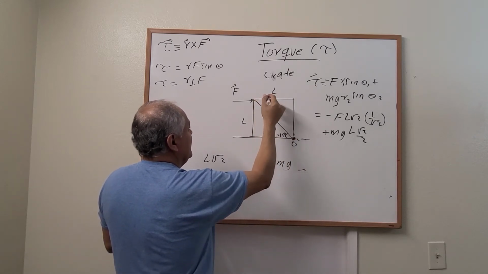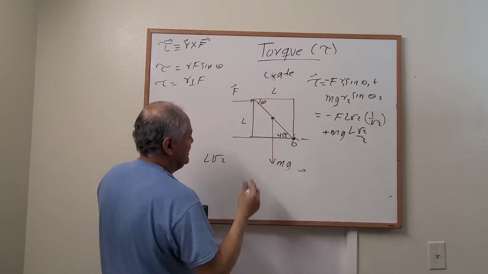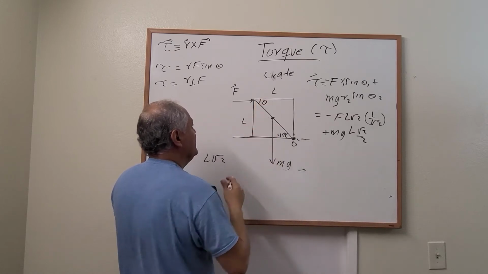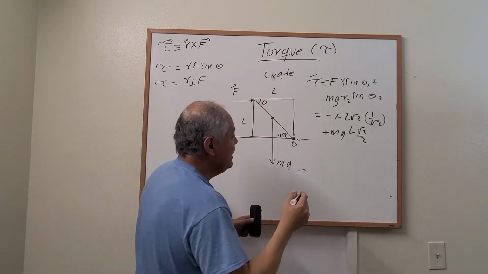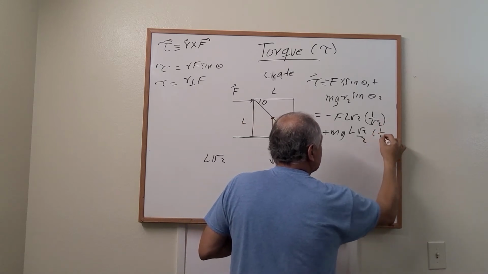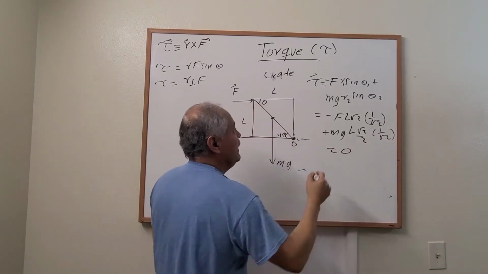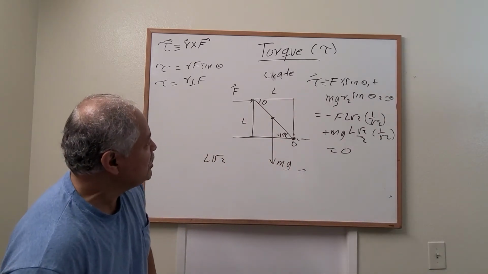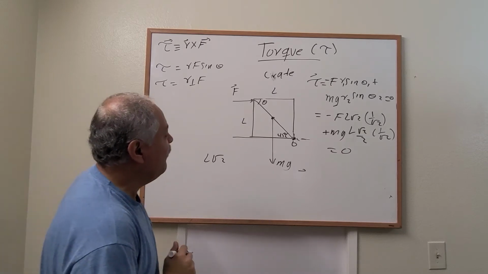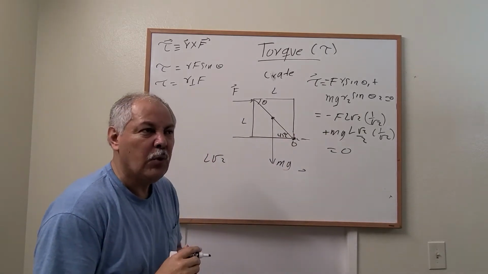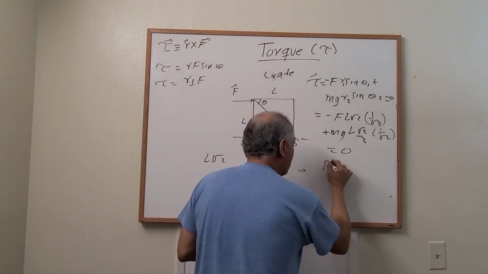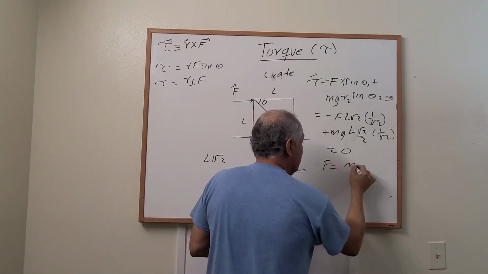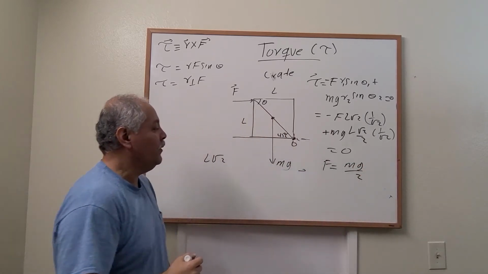One more time, this is the angle theta. It's the same angle, theta and theta right here. The same angle. Okay, perfect. And then we have 1 over square root 2. This must be equal to 0, because we just barely made the torque. Great. Now, what should be the minimum force required for these conditions? When we solve for the force, F is equal to mg divided by 2. Correct?